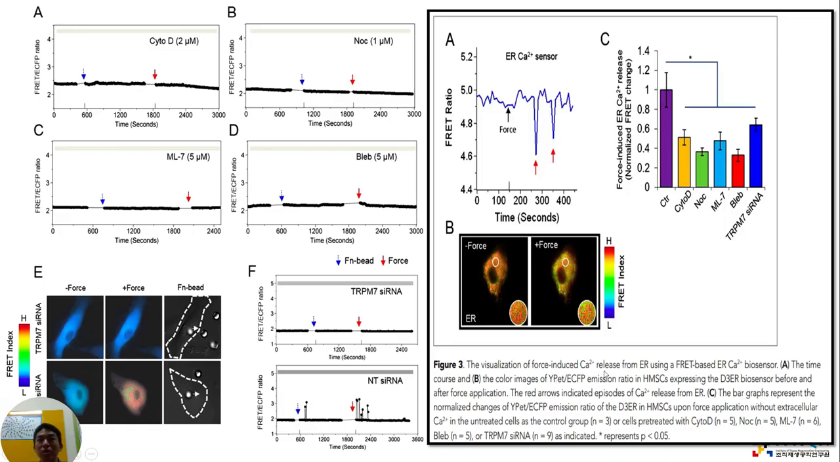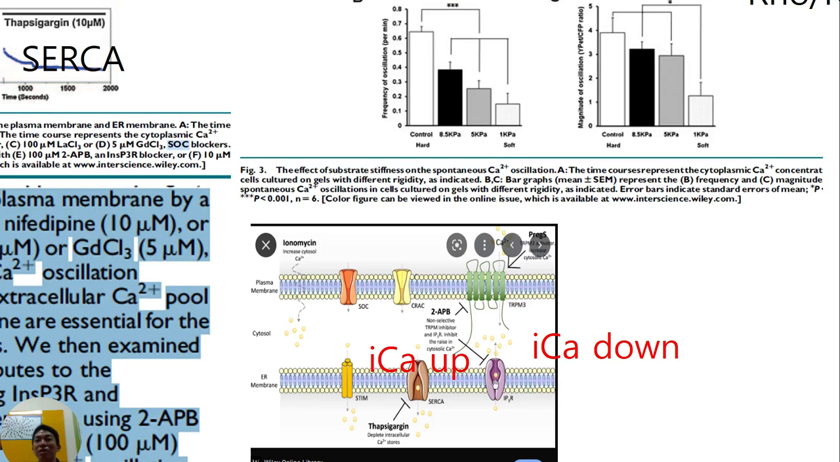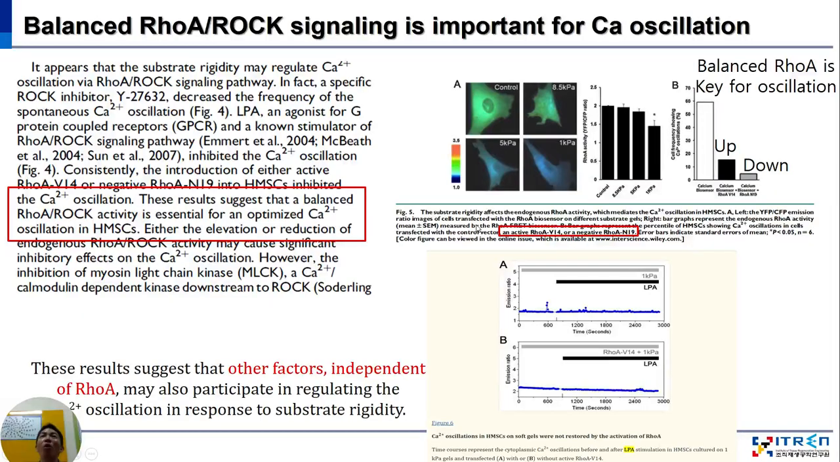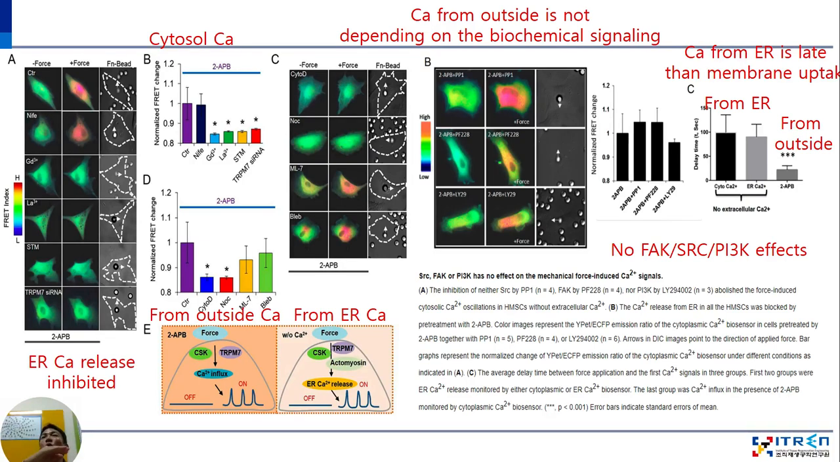So 2-APB, as you imagine, what is 2-APB? They block the IP3 receptor from inside of the ER to the cytosol, right? Mostly, they also block the flux from cell membrane outside to the cytosol, but many people use 2-APB to block the ER to cytosol calcium flux. But previously, all of the conditions were what? Calcium-free media, right? Up to here, calcium-free media. But here, they want to check calcium-including media, but they are using 2-APB to block the ER calcium level.